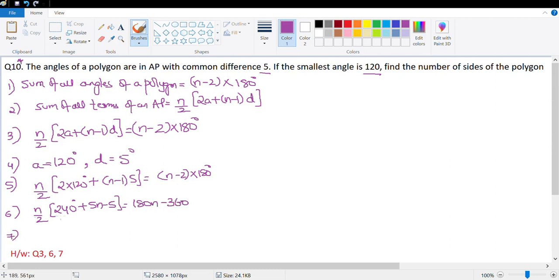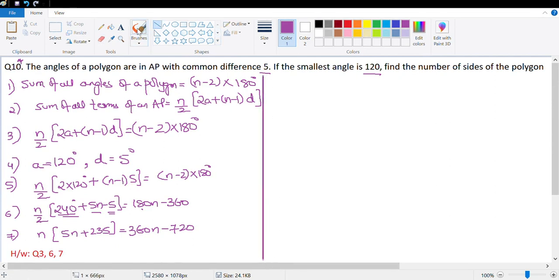Okay, let's cross multiply. So what I have is n multiplied with 5n plus 235. That's correct, 5n and 240 minus 5, that's 235, is equal to 2 multiplied with 180, that's 360n, minus 2 multiplied with 360, that's minus 720. Okay, this gives me 5n square plus 235n minus 360n plus 720 is equal to 0.